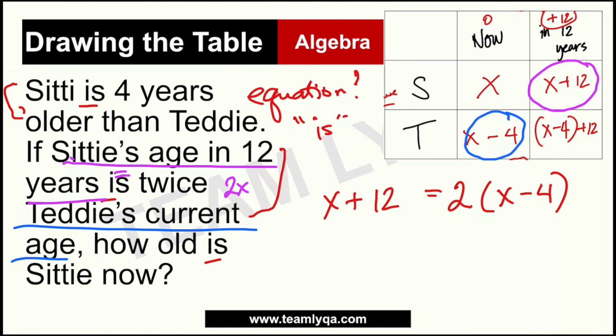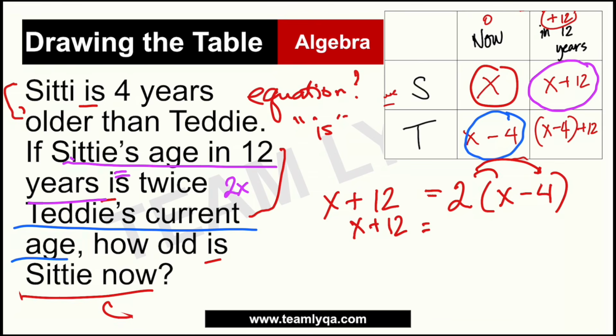Kasi yung nga, ang hinahanap natin is yung City now, yun yung x dun sa ating problem. So you're going to use your knowledge sa pagtatranspose, sa pag-find ng x, using yung ating equation. Now, sabi ito, x plus 12 is equal to 2 times x minus 4. I-distribute natin yung 2. 2 times x is 2x. 2 times negative 4 is negative 8.